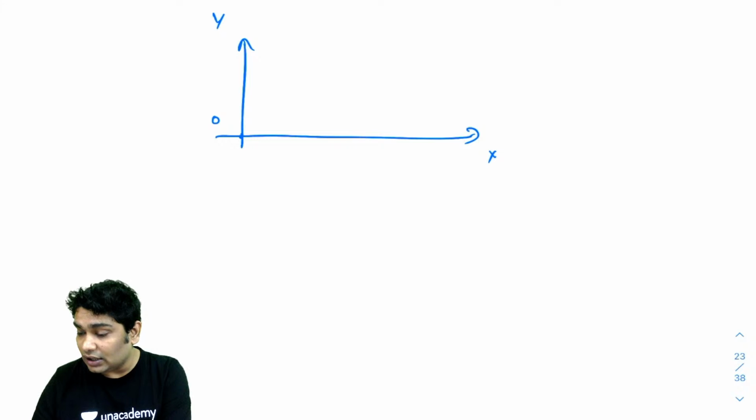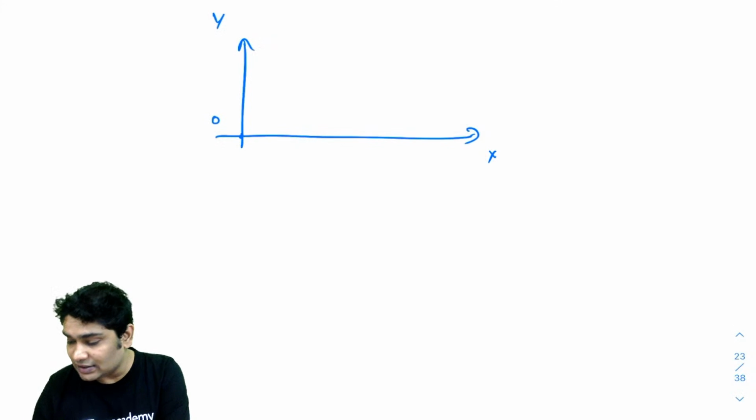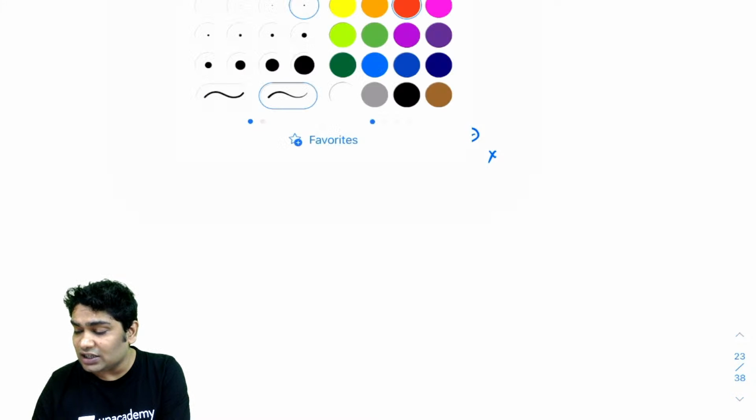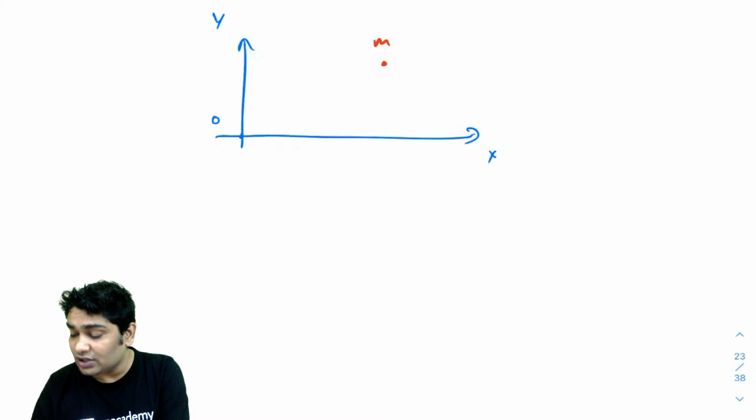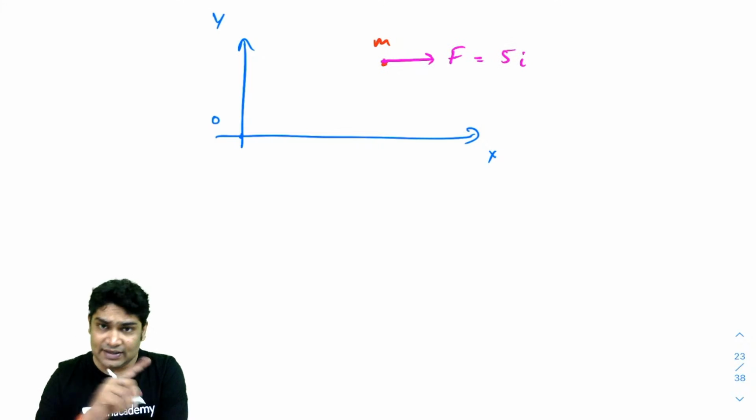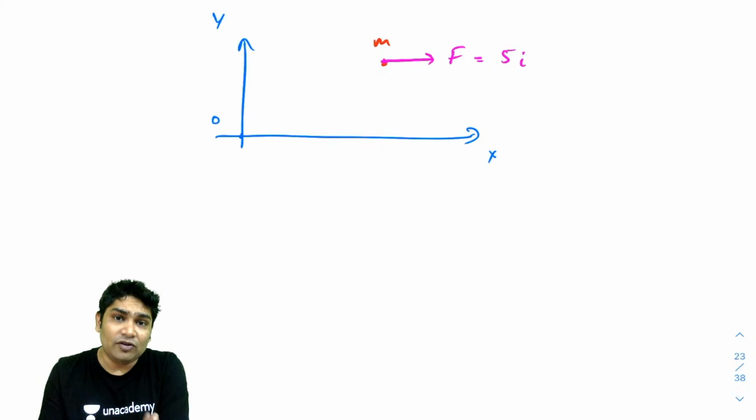Now also imagine that there was a particle of mass m, let's say here. So here was a mass m, and it is experiencing a force in this direction only. So F, and what would this F be? It would be, let's say, 5 I cap. Okay, it is in the x direction and it has a magnitude of 5.